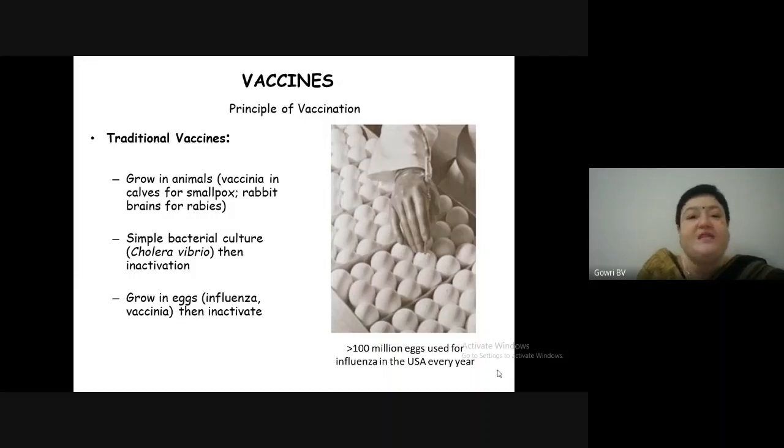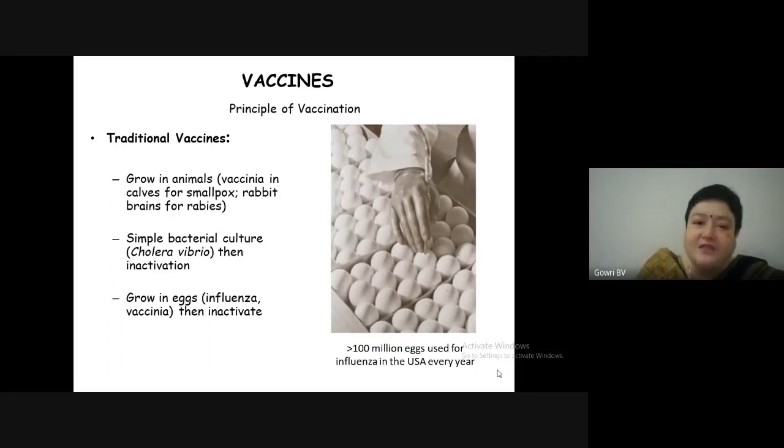So there were 3 means by which we could produce vaccine, the first being growing the organism in animals. For example, Vaccinia virus is grown in calves for smallpox vaccine. Rabbit brains are used to produce rabies vaccine. I repeat, growing in animals. I've given you 2 examples: Vaccinia in calves for smallpox and rabbit brains for rabies.